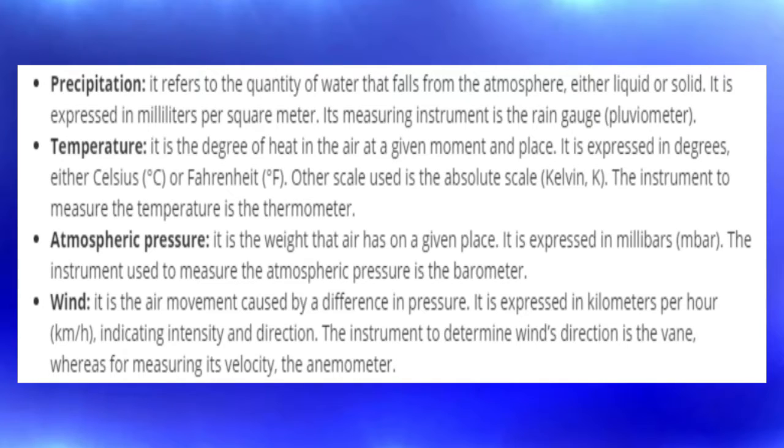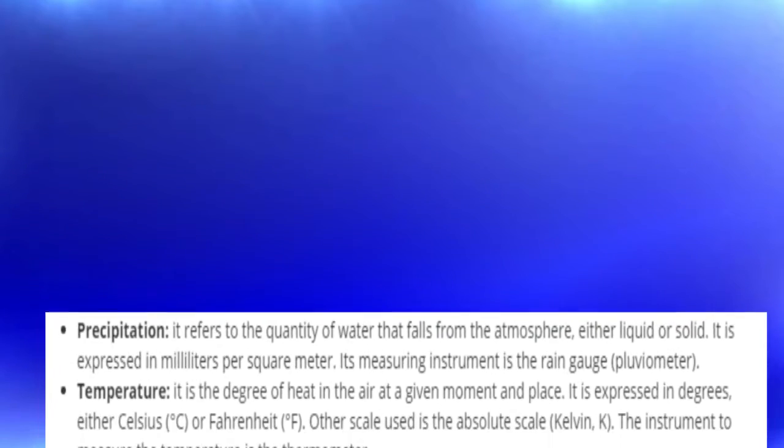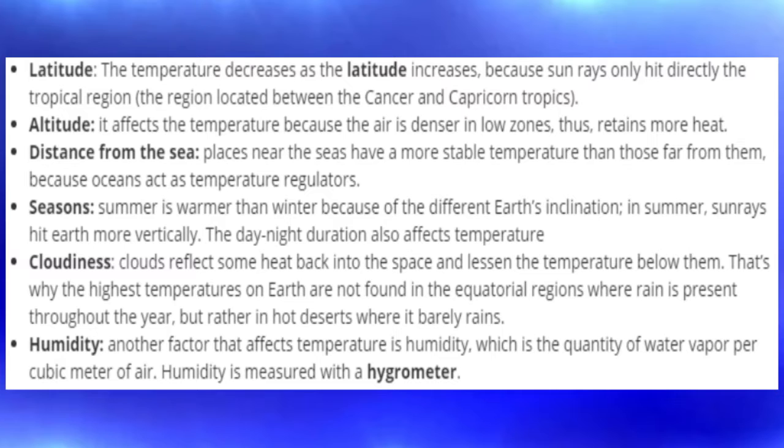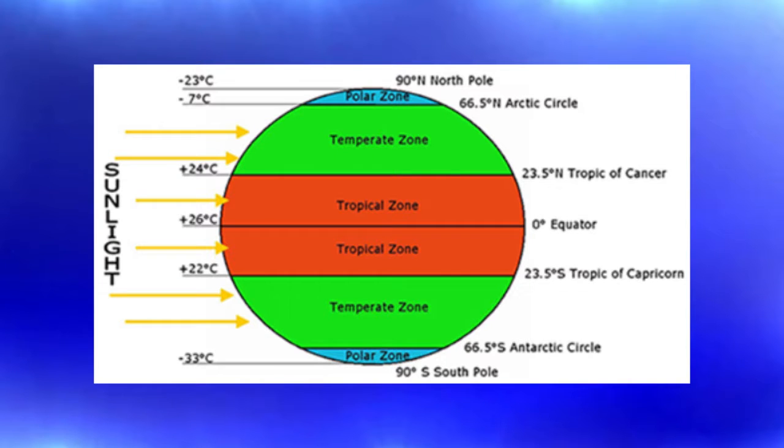Weather has several elements, which are precipitation, temperature, atmospheric pressure, and wind. There are factors that affect the atmospheric temperature and climate, which are latitude: the temperature decreases as the latitude increases. Altitude affects the temperature because the air is denser in lower zones. Distance from the sea: places near the seas have a more stable temperature. Seasons, cloudiness, humidity. Then we have the climatic zones: the torrid zone, the temperate zones, and the polar zones.